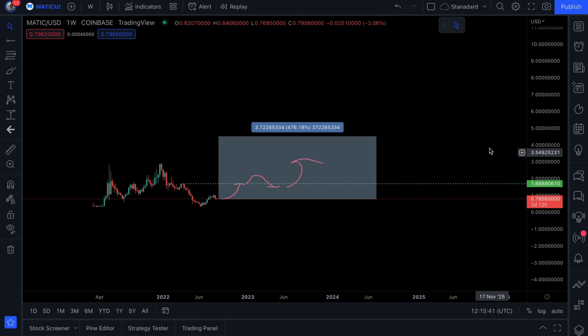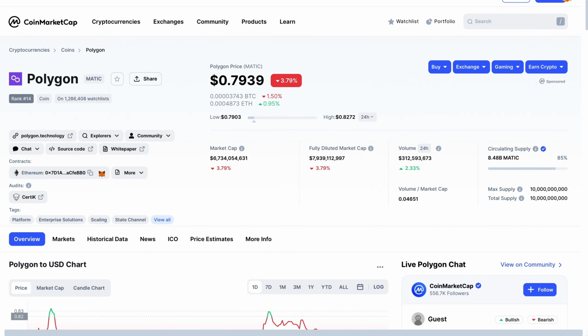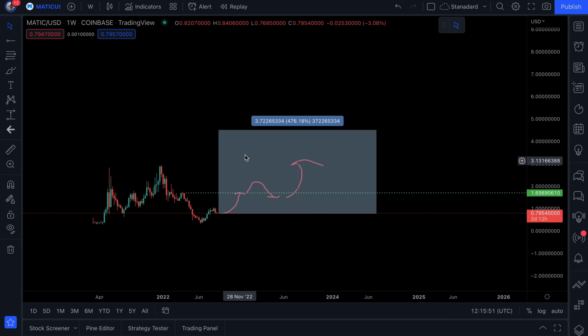I know a lot of people are predicting this to hit $100, $50. It's very unlikely, guys, especially with its coin supply. And again, we still have to see how that Ethereum merge will actually affect projects like Matic, etc., Polygon. So keeping a close eye on this project.